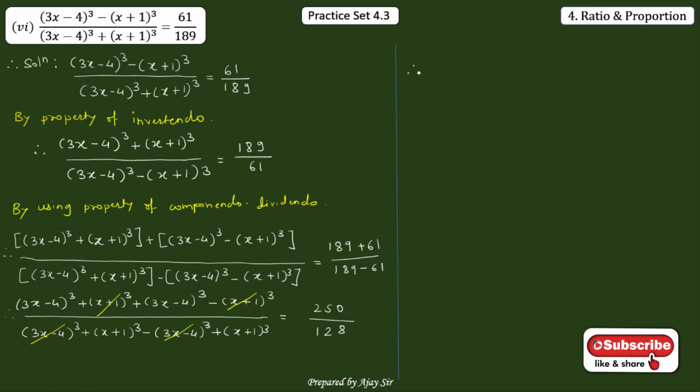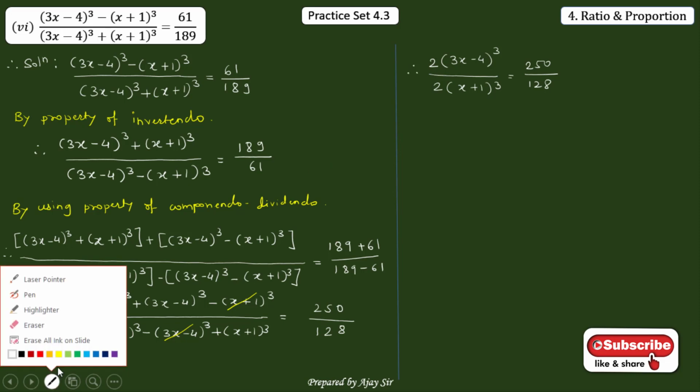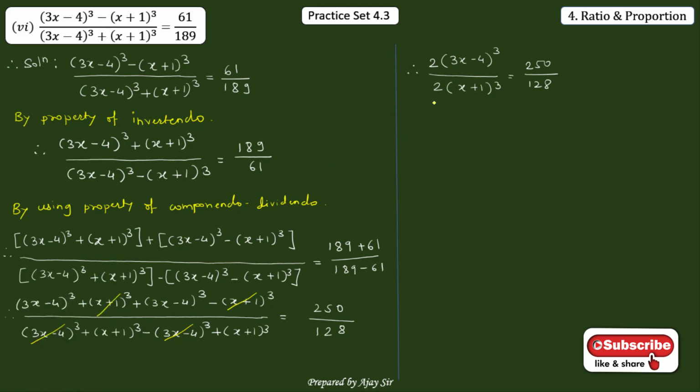So therefore, this is 2 into 3x minus 4 bracket cube divided by 2 into x plus 1 bracket cube. This is cube, so it is equal to 250 upon 128. Now this 2 and this 2 get cancelled here. So let us use a different color. So here this 2 and this 2 get cancelled.